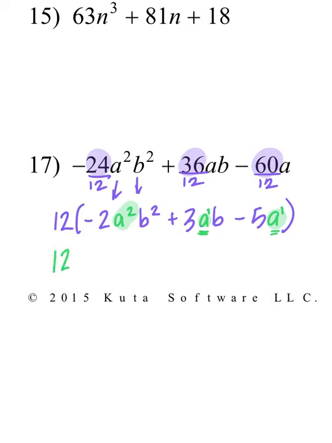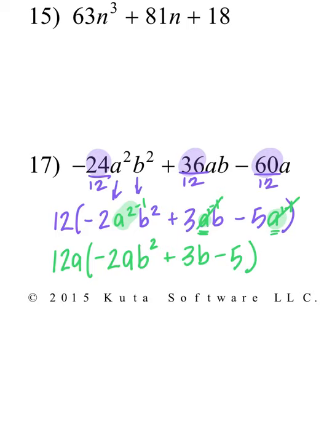So I'm going to bring my 12 down, add my a there. Now I'm going to bring my negative 2 down, and then a to the second minus 1 just gives me a. I didn't do anything with the b squared yet, so I'm going to bring it along. Plus 3a to the first minus 1 cancels that out, so I'm just going to bring my b down. Minus 5a to the first minus 1 cancels out, so I'm just going to bring my 5 down. Okay, so now I'm done with my a's.